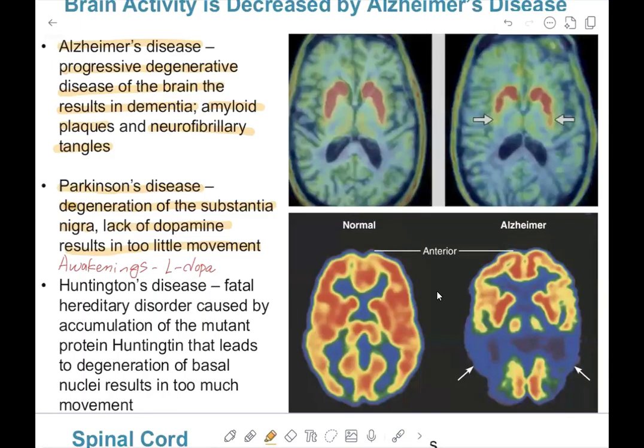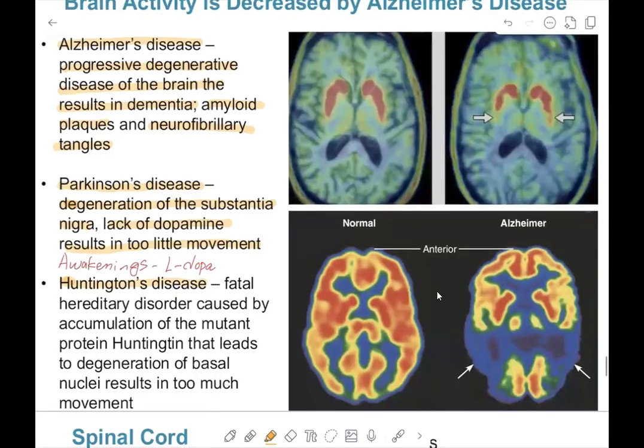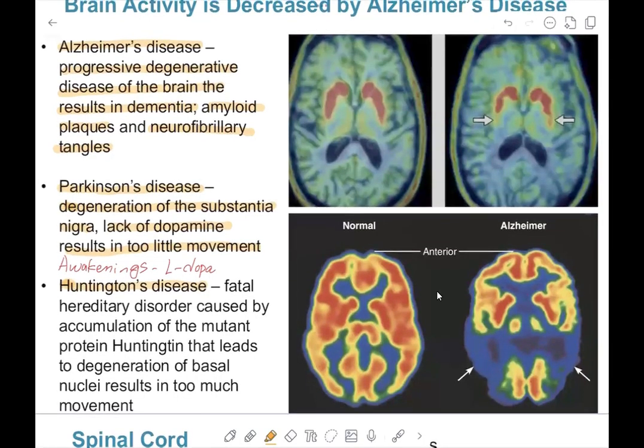Another brain disorder is Huntington's disease. Huntington's disease is an unfortunately fatal hereditary disease caused by the accumulation of the mutant protein huntingtin that leads to degeneration of basal nuclei, kind of like in Parkinson's, but in this case, it results in too much movement.